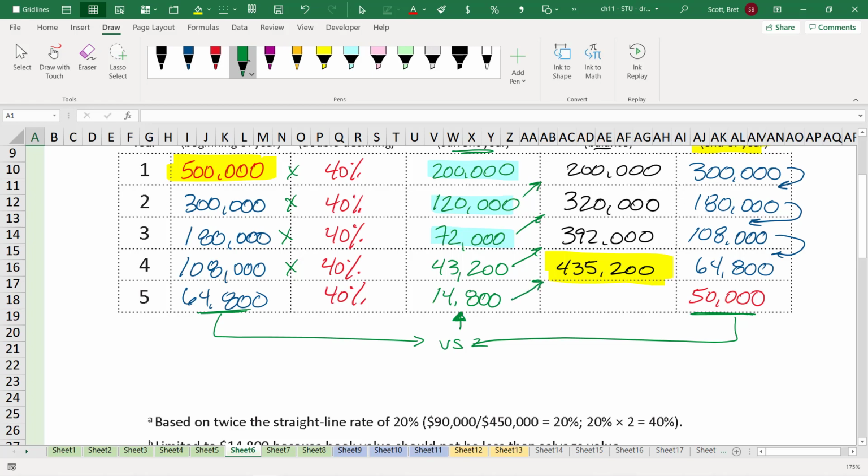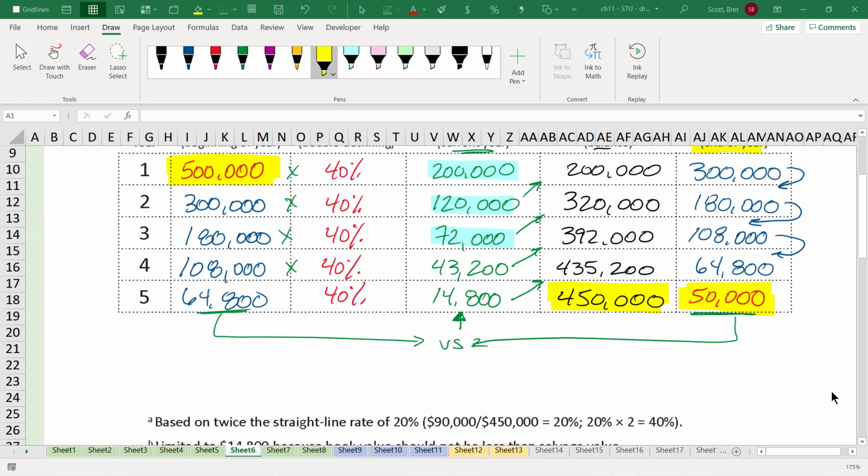Is that correct? Well, if you add 14,800 to the 435,200, guess what that totals up to? $450,000, which happens to be our depreciable base in the previous two methods. So 450 subtracted from the 500,000 gets me $50,000 salvage value. So at the end of the 5th year, I'll turn around and hopefully I'll sell it for $50,000 because that's currently what's shown on my books as the book value at the end of that year.